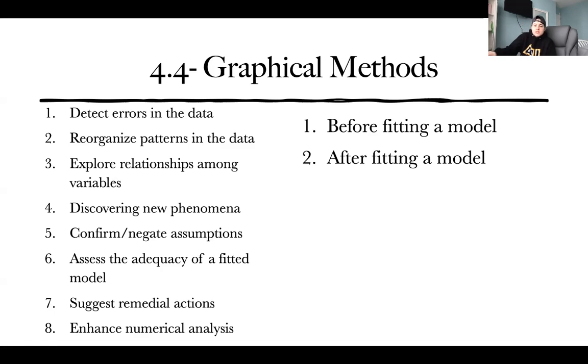The list on the right here shows our two types of graphs. We have graphs before fitting a model, which is useful for correcting errors in data and in selecting a model. And our second type is graphs after fitting a model, which is useful for checking assumptions and assessing goodness of fit.